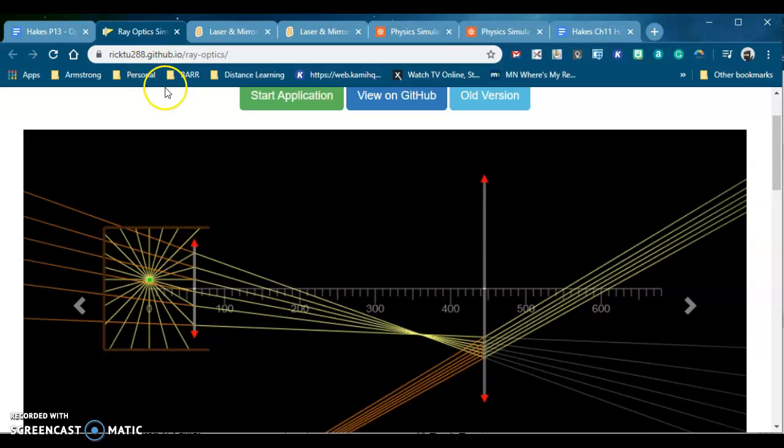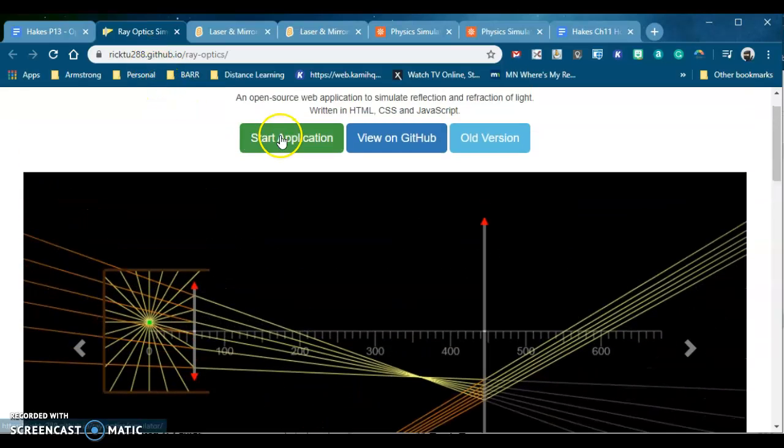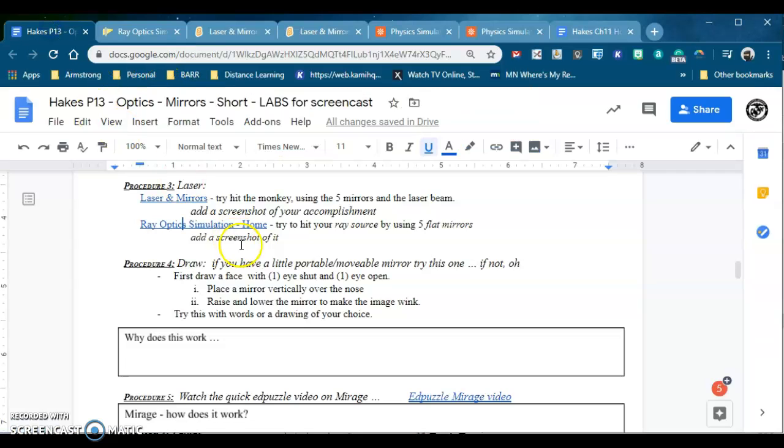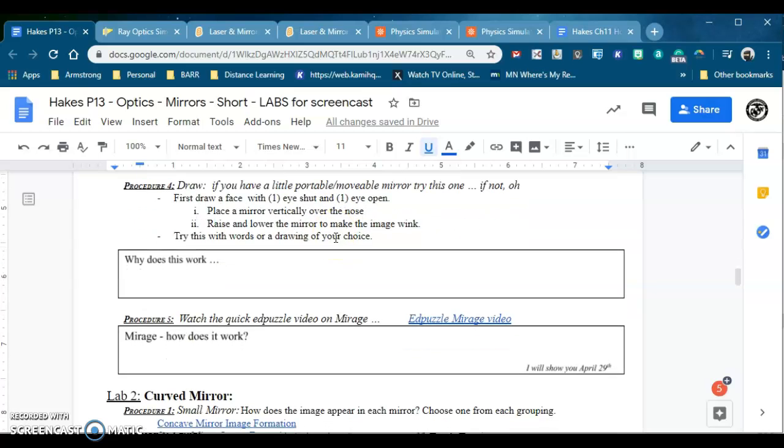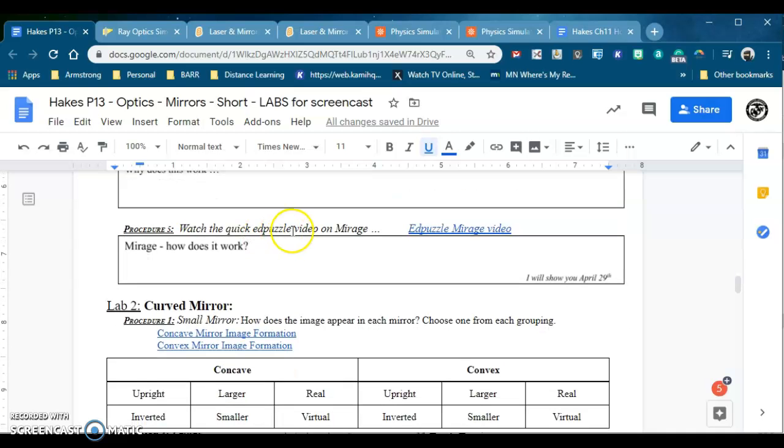So if you accomplish it, get a screenshot, throw it in here. All right, next, an activity at home. If you can find a little portable small mirror, give it a shot. If you don't have one, then I guess you can't do it. Here, there's an Edpuzzle Mirage video. You'll watch that and try to explain in your words how a mirage works.